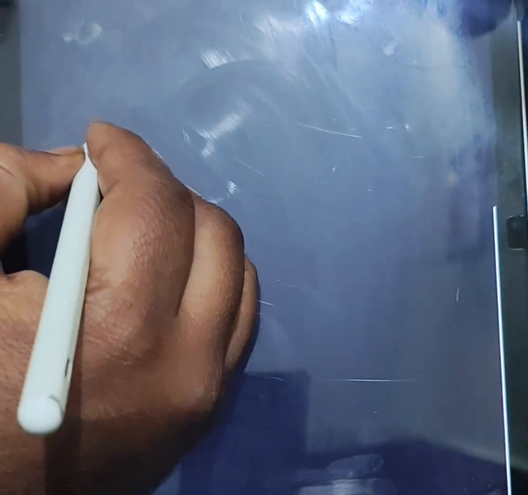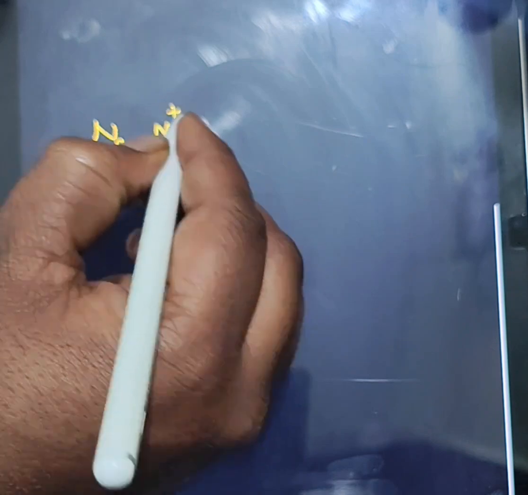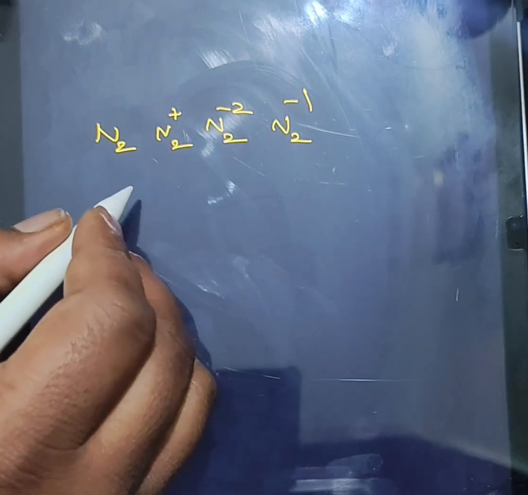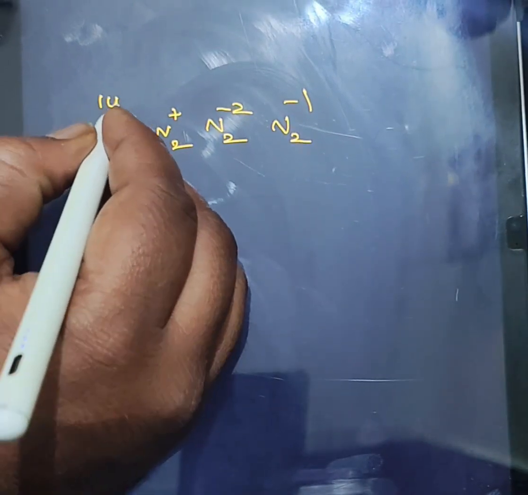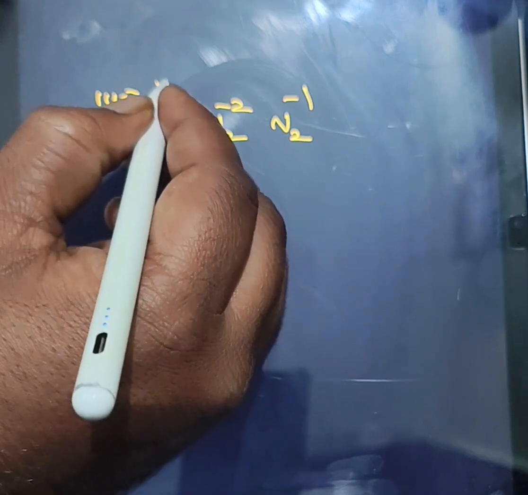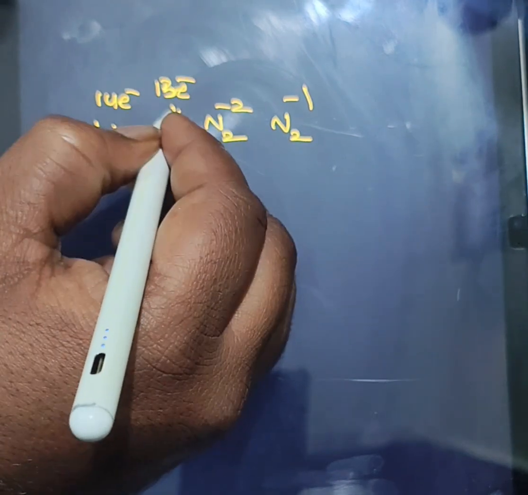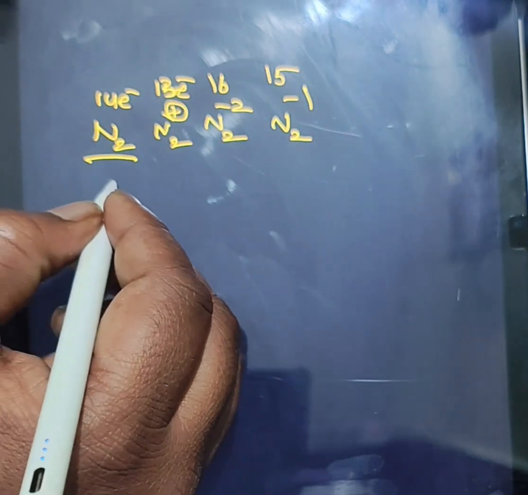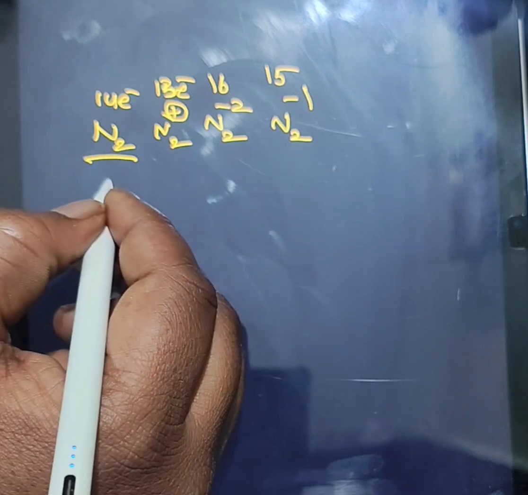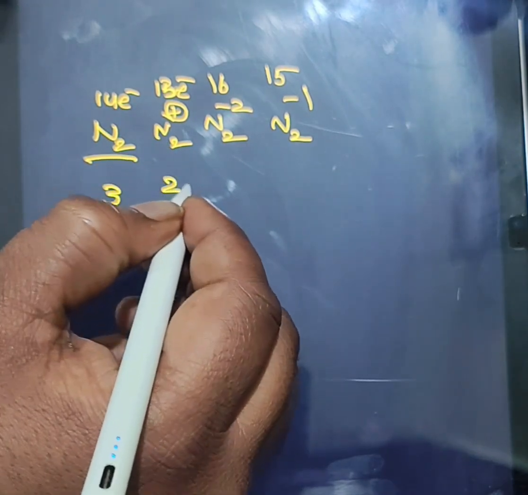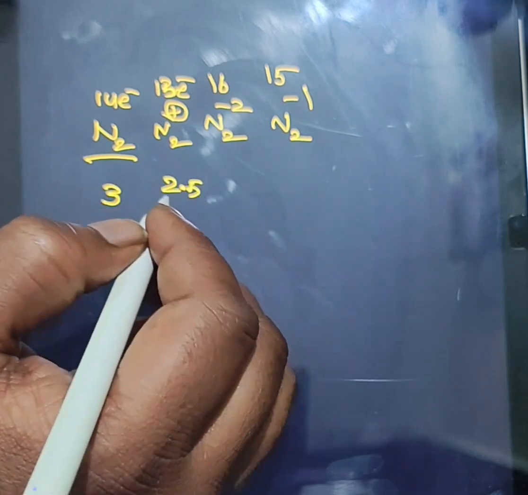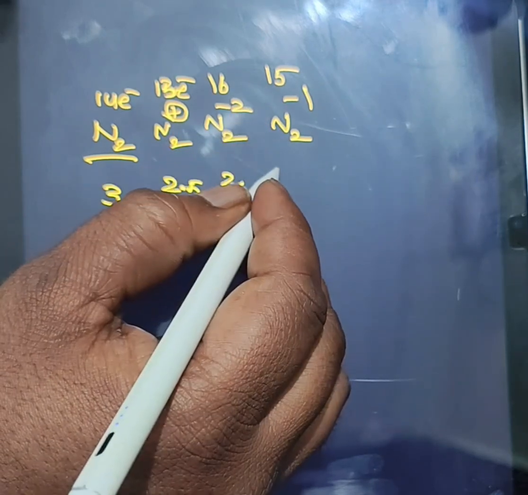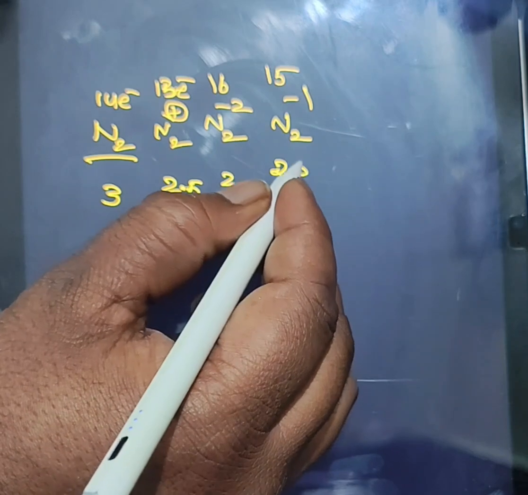Suppose you take the example of N2, N2 plus, N2 minus 2, N2 minus 1. Here nitrogen has 14 electrons and N2 plus has 13 electrons, because plus means loss of 1 electron from 14, and this one has 16 electrons, 14 plus 2, and this one has 15 electrons. The bond order according to the above trick: 14 electrons means bond order 3, and 13 electrons, from 14 plus 1 or minus 1, decreases bond order by 0.5. So 13 electrons is 2.5, 16 electrons is 2, and 15 electrons is the same as 13 electrons, 2.5.